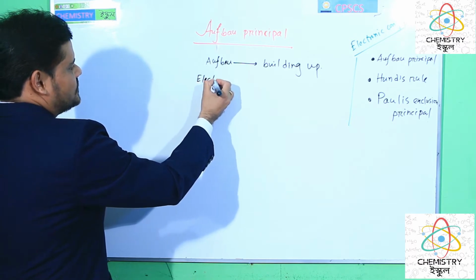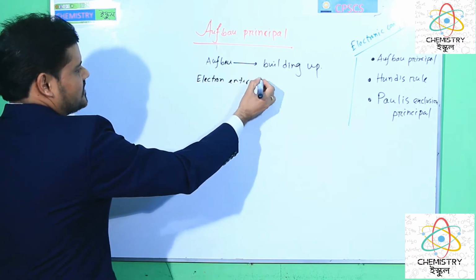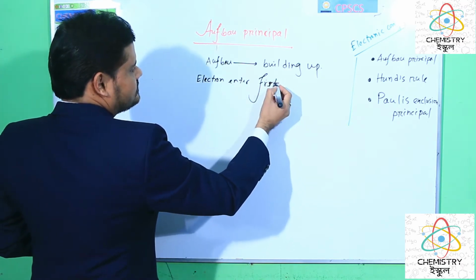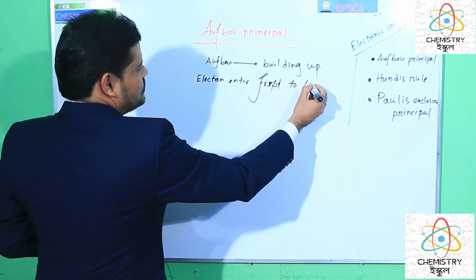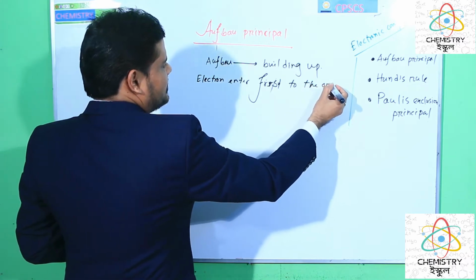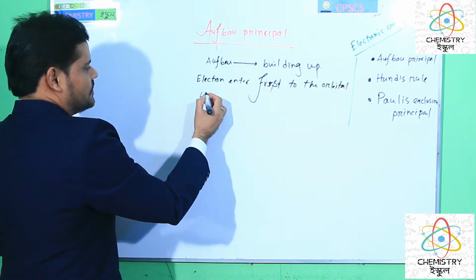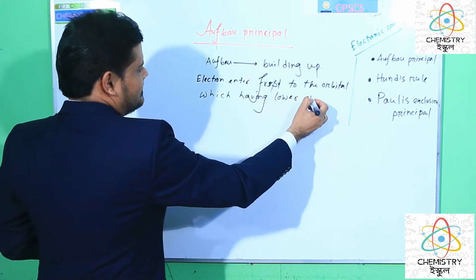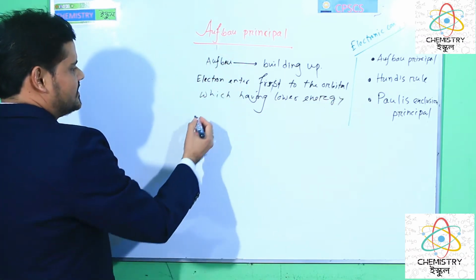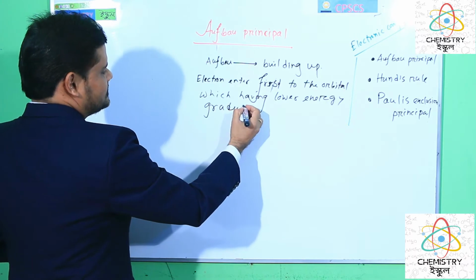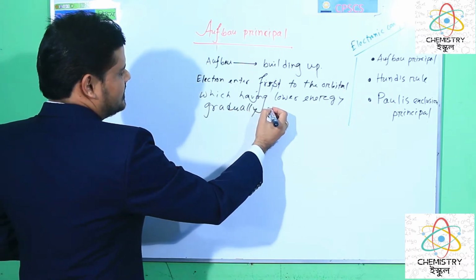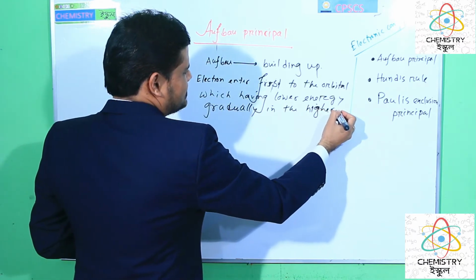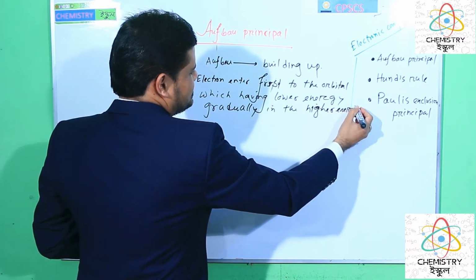Dear learners, electrons enter first to the orbital which is having lower energy, and gradually to the higher energy orbital. Okay.